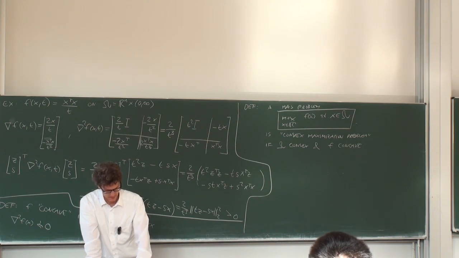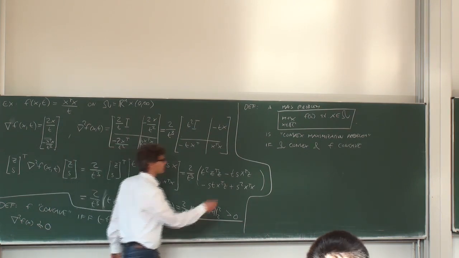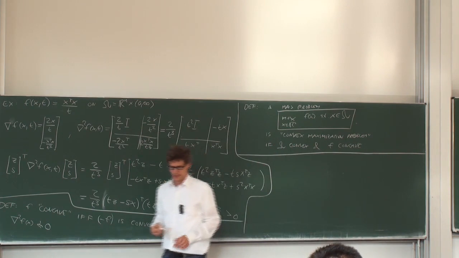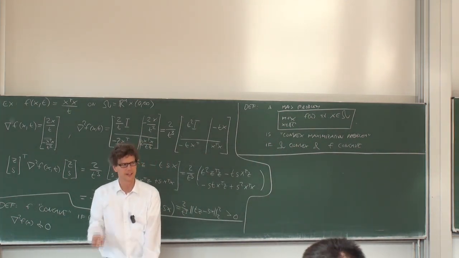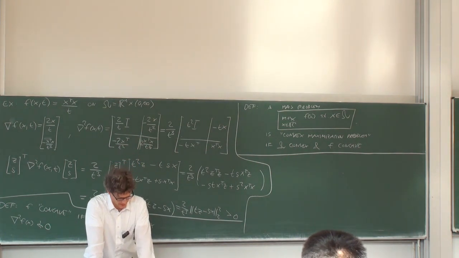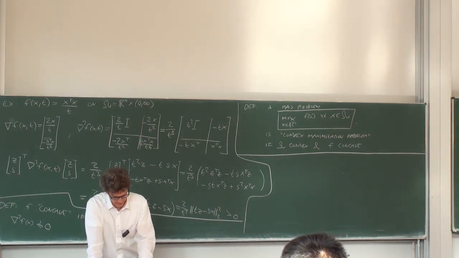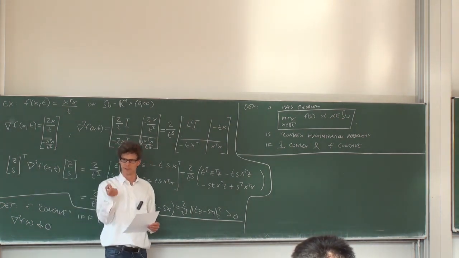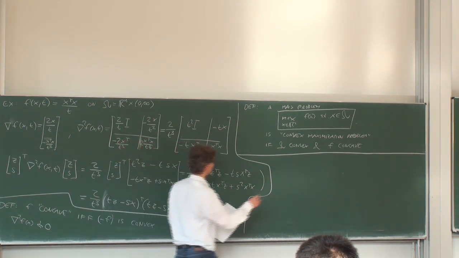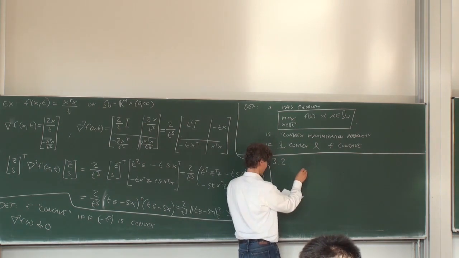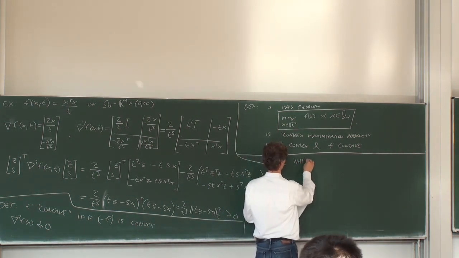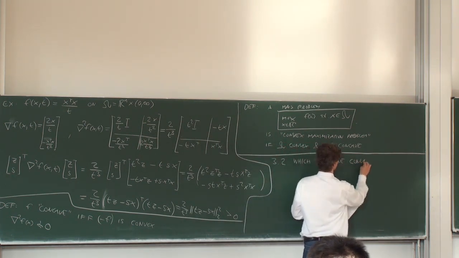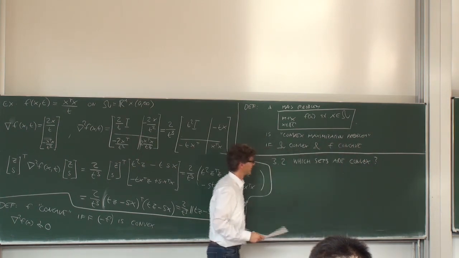I think we can go on and try to find out how we can now distinguish convex sets, and how do we see that some sets are convex. The first thing that I wanted to state is a statement that makes a connection between functions and sets. But before we do it, we start a new section, 3.2. Which sets are convex? That's what we really want to find out.